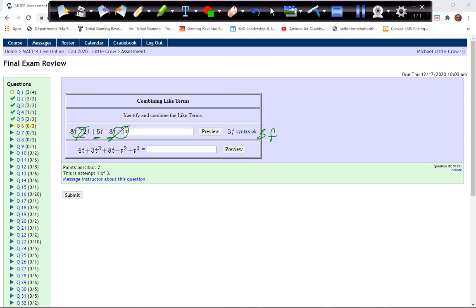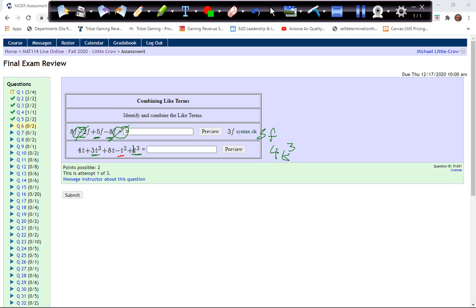The bottom one, like terms, the variable part has to be identical. So t cubed, that's going to be like a t to the third. So there's 3 and there's 1, right? When there's no coefficient, there is a 1 in front. 1t. So that's all the t cubed. So 3 plus 1 is going to give us 4t cubed. And then now we're looking for the t squared. Well, there's only one of those. There's not another t squared.